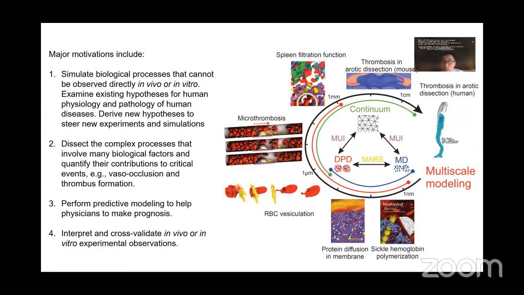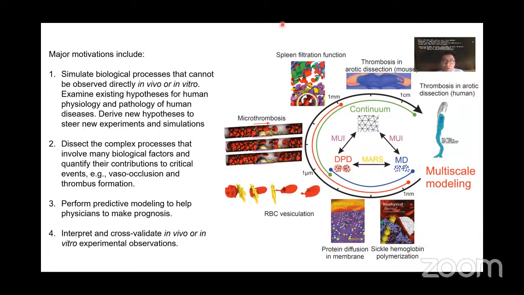And also we can simulate the protein diffusion in the lipid membrane. And at the cellular level, we can simulate a single red cell passing through a very narrow slit and simulate the drastic deformation during its passage of this slit. And also we can simulate the blood flow in the macro vessels and simulate the spleen filtration function at the organ level. And also we can make predictive modeling of thrombosis in the aortic dissection in both the mouse model and also human being.